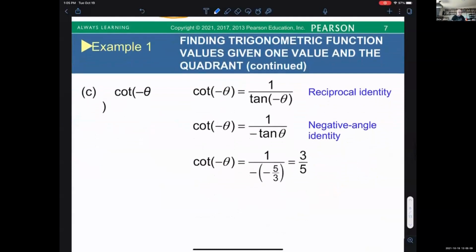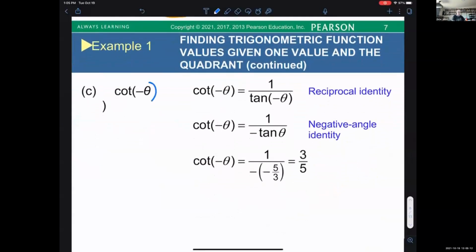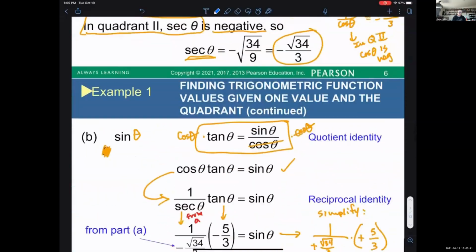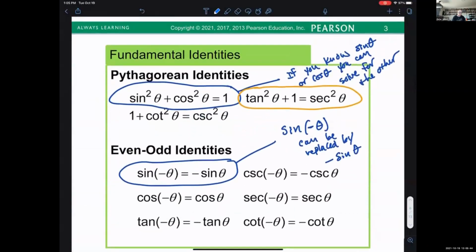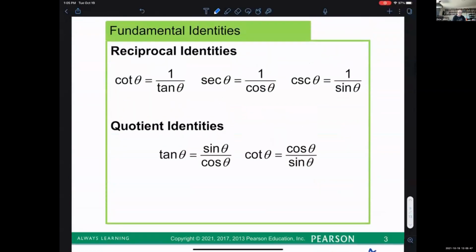So finally, they say, well, what is cotangent of minus theta? So the first thing they remind us or use, since we are told what tangent of theta is, we'd like to express cotangent in terms of tangent. And cotangent is the flip of tangent. So they begin with the reciprocal identity and just replace cotangent of minus theta with 1 over tangent of minus theta. Going up to the original box here, they were using cotangent is 1 over tangent.